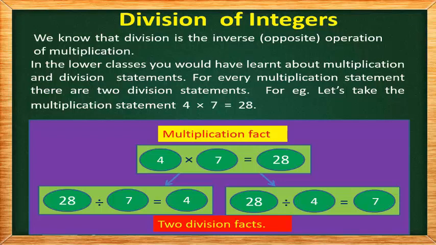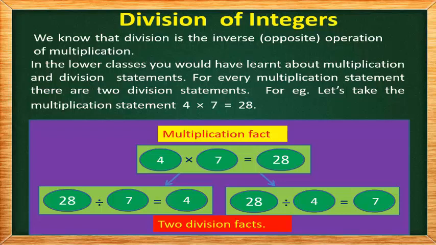For example, let us take the multiplication fact 4 into 7. Children, tell me what is the product? It is 28. Now from the following diagram, you can see when we multiply 4 into 7, we get 28 as the product. And that is called the multiplication fact. Now let us find the two division facts. Here, when the product 28 is divided by either of the numbers, we get the two division facts.